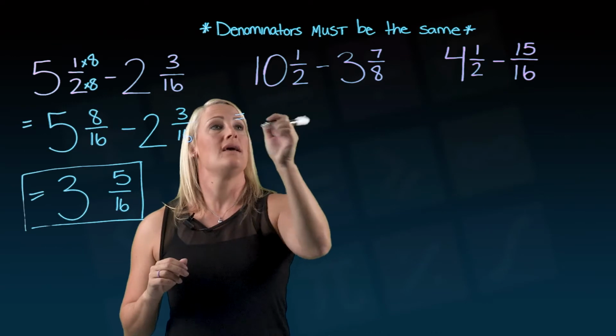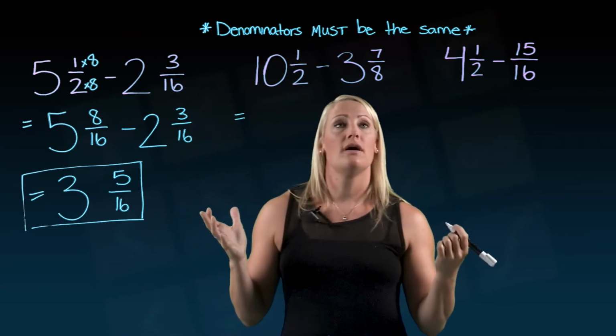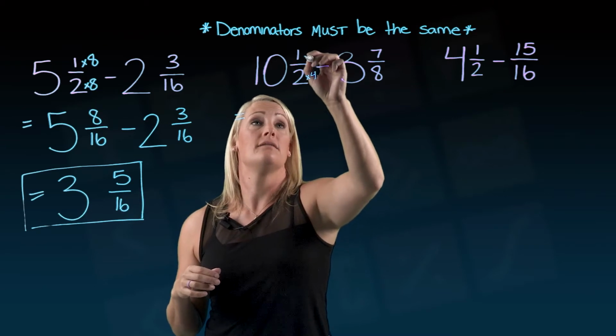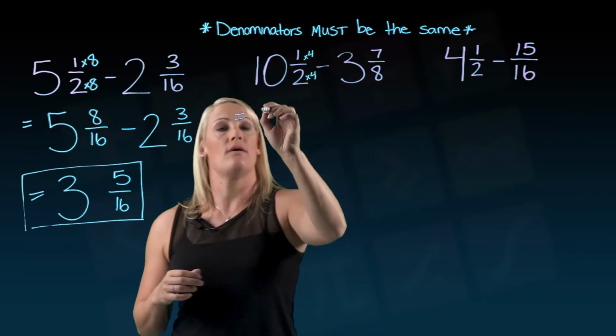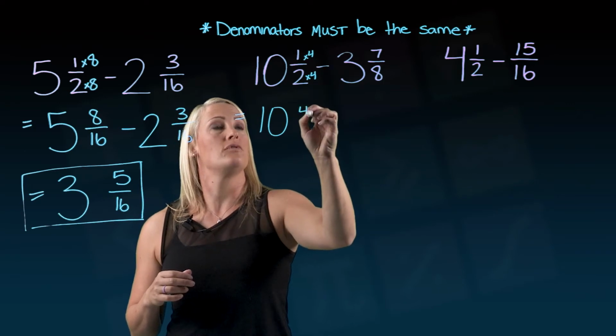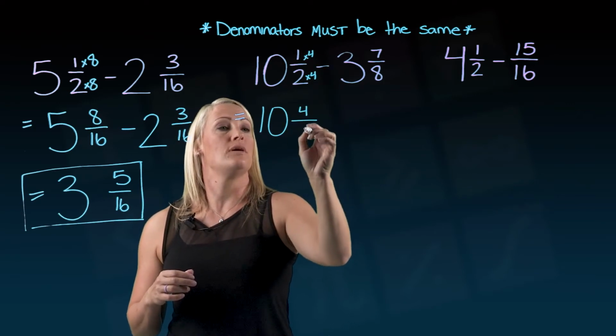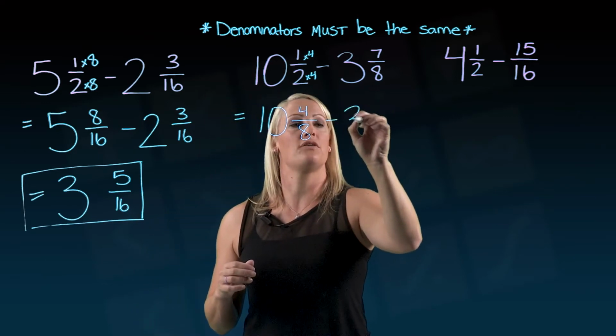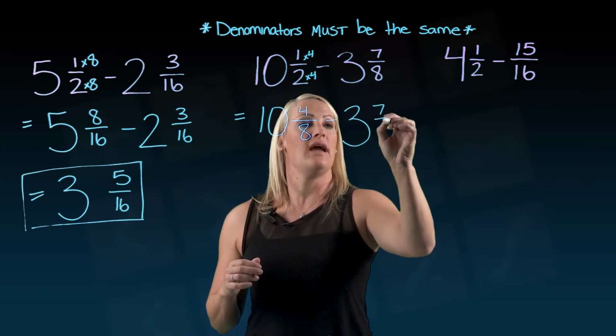So 2 is the smaller denominator, and I'm going to multiply that 2 by 4, and it will turn into an 8. So now I've got 10 and 4/8. 1 times 4 is 4, and 2 times 4 is 8, so my denominator is an 8 now. Great. Subtract 3 and 7/8.